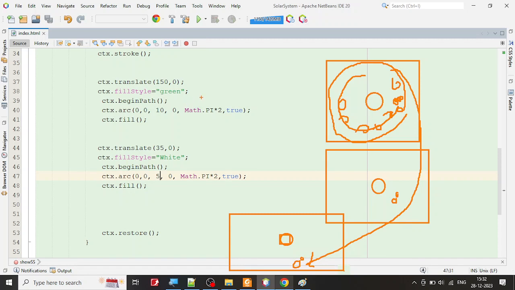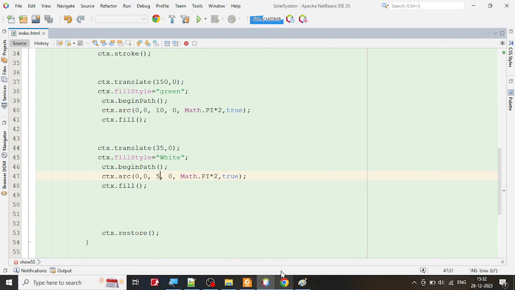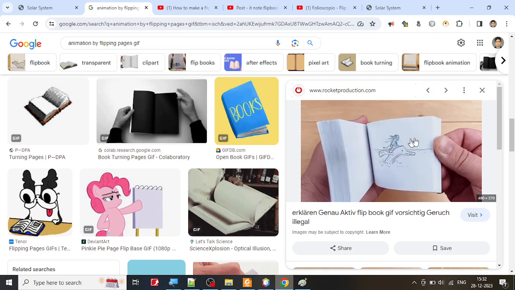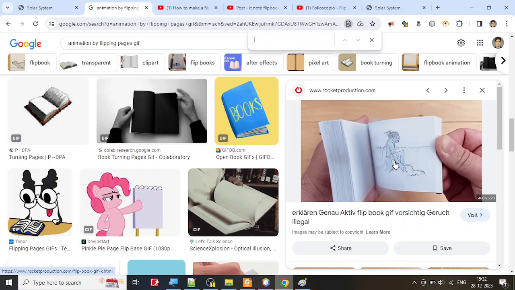So how much should we rotate in 1 second? Remember, every second the image has to change. If the image is not changing, it has to flip. So every second the earth position has to change.